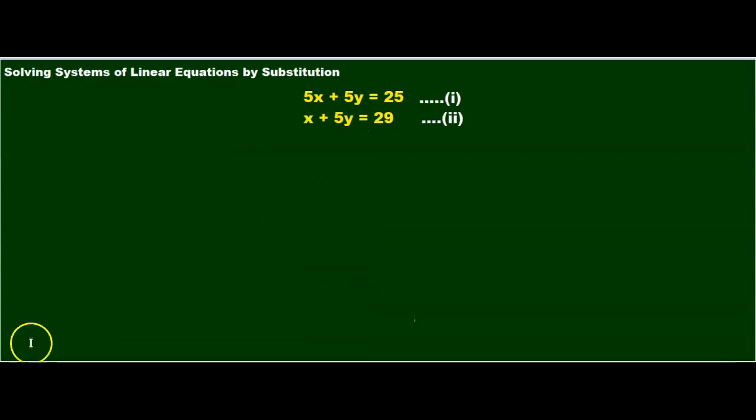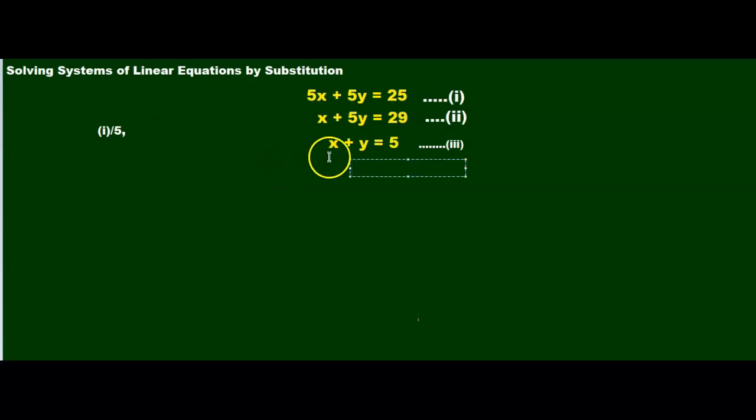What if we have two equations like this? Now, I always suggest that you look for common factors in each of your equations and then simplify it. So if you can see in equation 1, they're all factors of 5. We're going to divide equation 1 by 5. And that gives me x plus y equals 5. I'm going to call that equation 3. Now we want to solve by substitution.